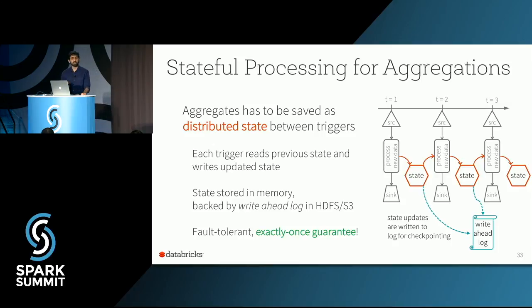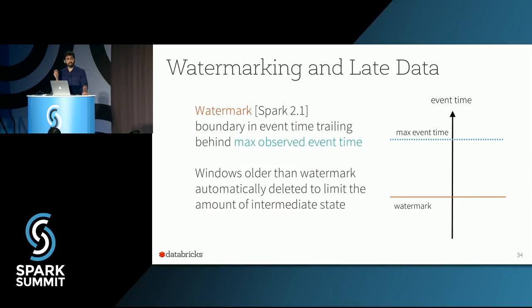But this state cannot grow indefinitely. You cannot keep intermediate aggregates as state for the last 1 year because you have a limit on how much memory you have in your system. So you need to be able to expire old state. That's why we have introduced watermarking in Spark 2.1, so that we can limit the amount of state as well as handle late data.